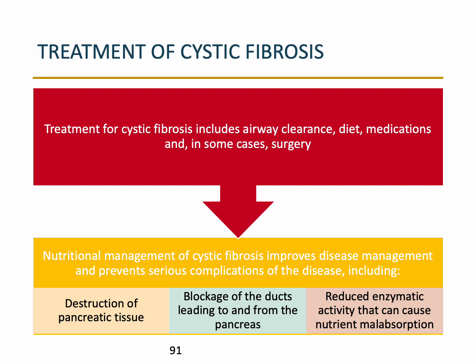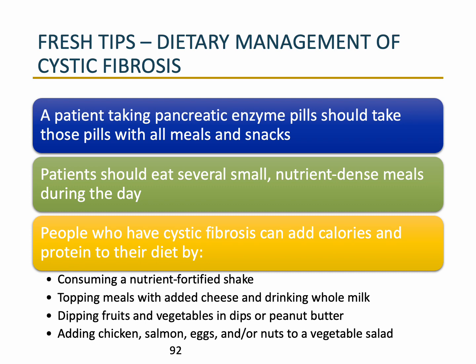Treatment for cystic fibrosis includes airway clearance, diet, medications, and sometimes surgery. There is also medical nutrition therapy for cystic fibrosis, which we'll get into in the next couple slides. Since there is sometimes a reduction in the amount of enzymes produced by the pancreas, some people with cystic fibrosis take essentially a supplement that contains the same pancreatic enzymes, and they take that with any food.